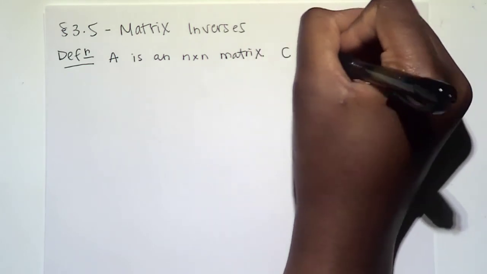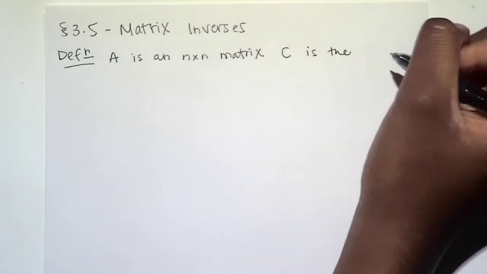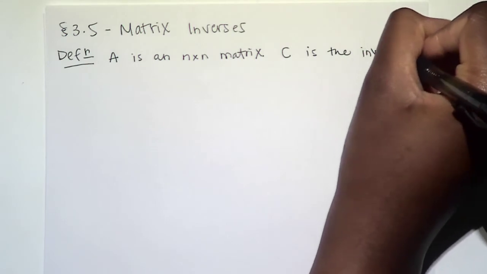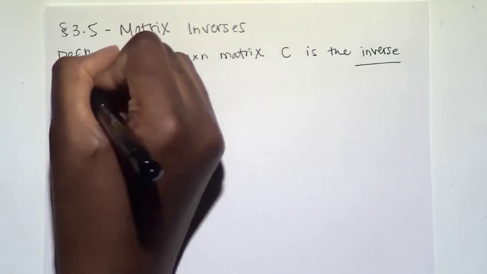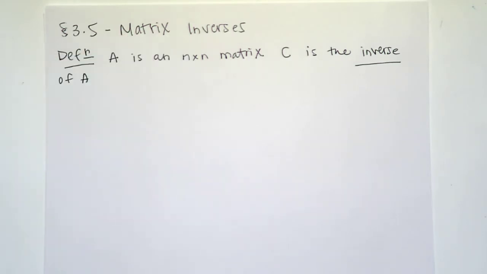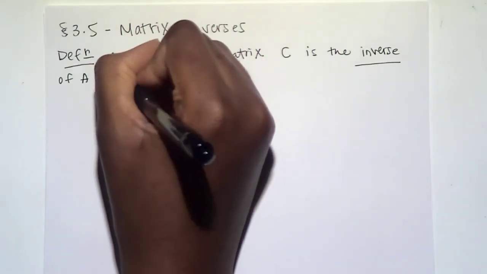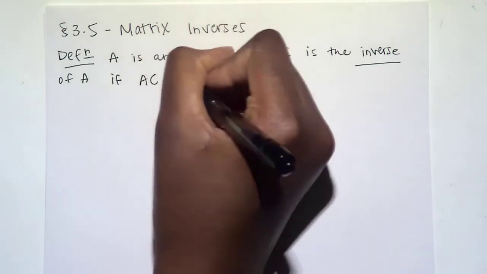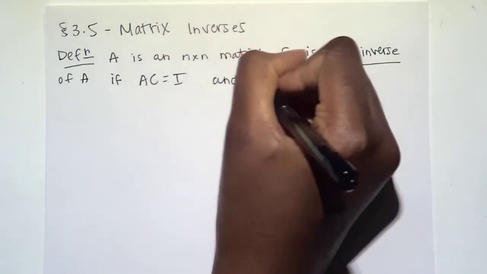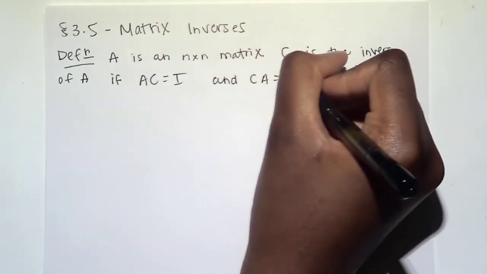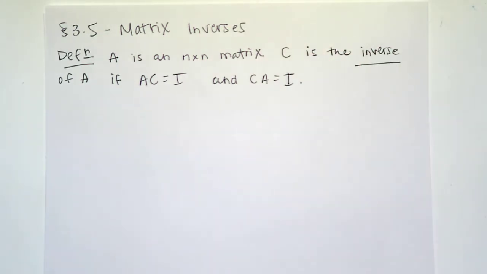C is the inverse of A if A times C equals the identity and C times A equals the identity.